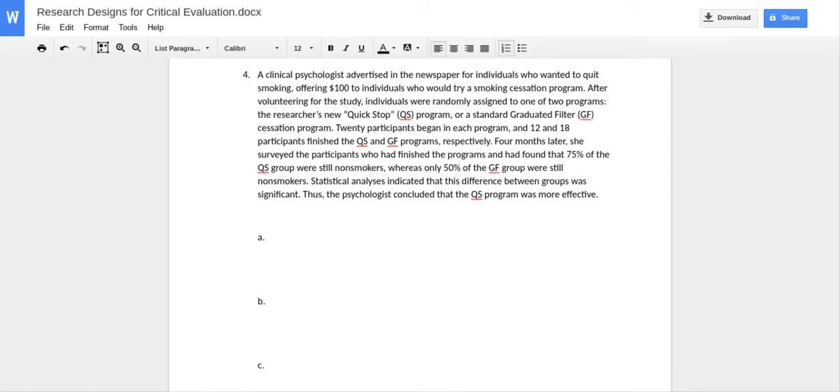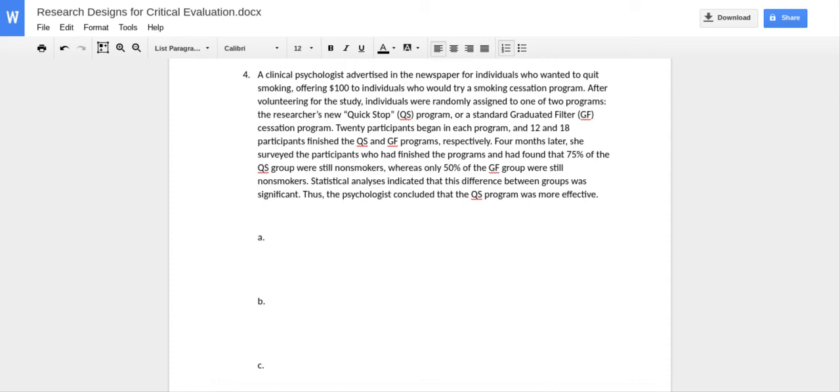4 months later, she surveyed participants who had finished the programs and found out that 75% of the Quick Stop group were still non-smokers, whereas only 50% of the graduated filter group were still non-smokers. Statistical analyses indicated that the difference between the groups was significant. Thus, the psychologist concluded that the Quick Stop program was more effective.